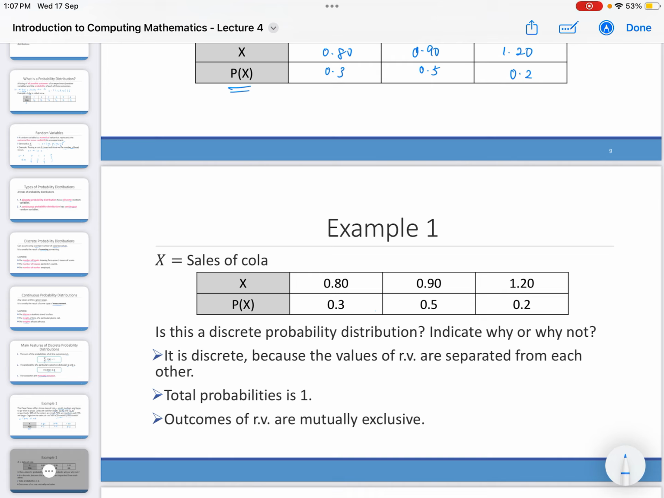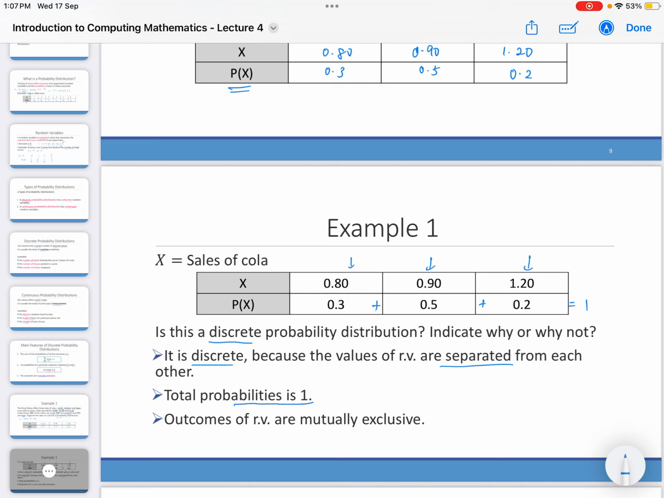Okay, the question now is, is this a discrete probability distribution? Indicate why or why not. The answer is it is discrete. The reason is that the random variables here are separated from each other. We have very specific values, 80 cents, 90 cents and 1.2, and they are separated values. So it is discrete instead of continuous. And then when we add everything, 0.3 plus 0.5 plus 0.2, we get 1. So the total probability is 1.